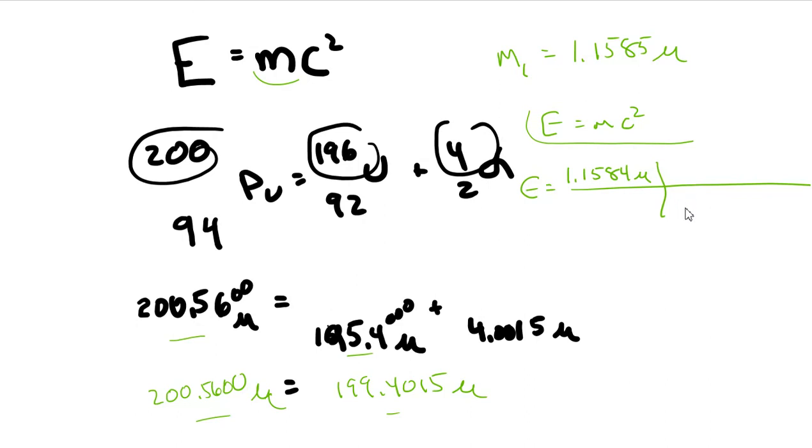Works out to be 1 atomic mass unit is 1.6605 times 10 to the negative 27 kilograms. So I'm converting it to kilograms, which is good because I'm going to want my answer in joules. And then the speed of light squared, which is 3 times 10 to the 8th meters per second, squared. So I'm going to take that number, 1.6605, and multiply it by 3 times 10 to the 8th squared, and I will have my answer.